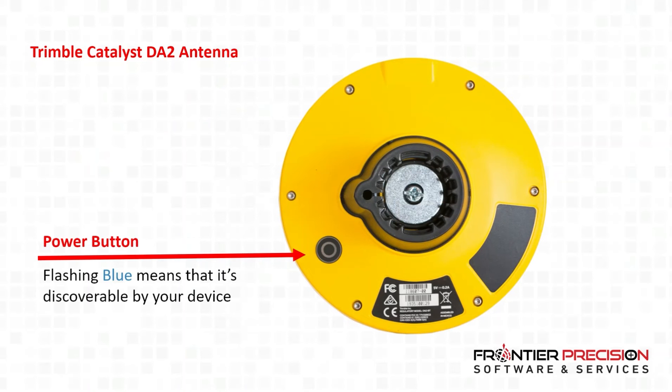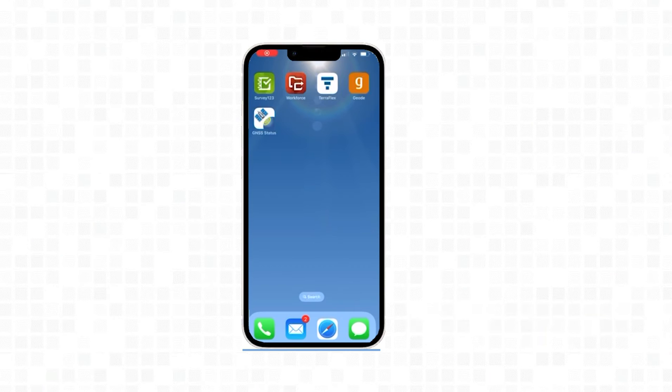The DA2 also has a power button on the bottom of it. Pressing this once will power up the antenna and put it into Bluetooth discoverable mode. You can verify this by the blue flashing light. This means we are ready to Bluetooth your antenna to your mobile device.